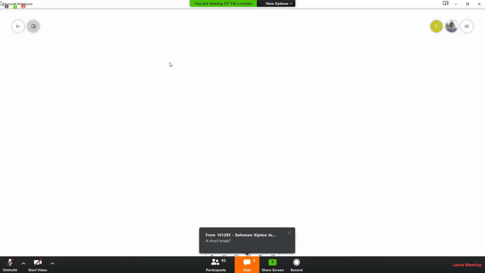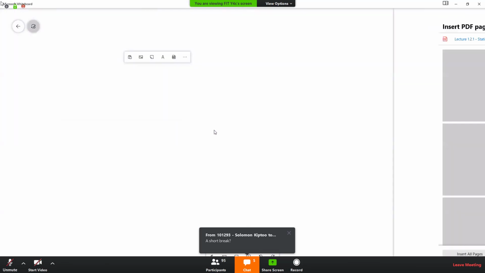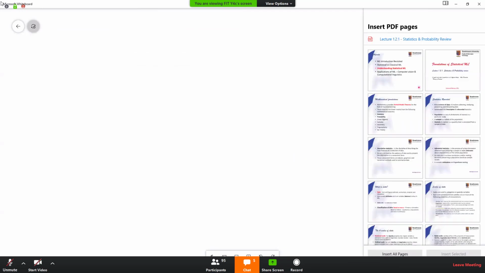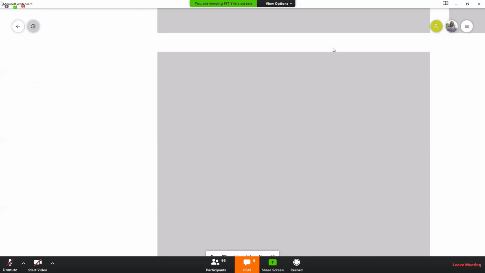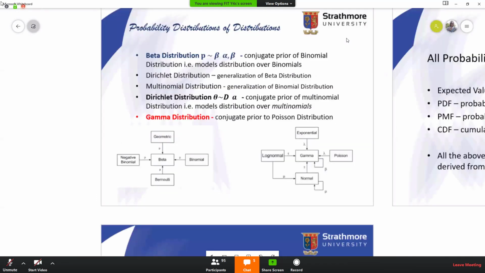Go here and open the next one. You might not have this one because it's not yet complete, so you just have to follow through with me. If it's not very clear, you ask me to zoom. Now it's loading, so you might not be seeing anything.